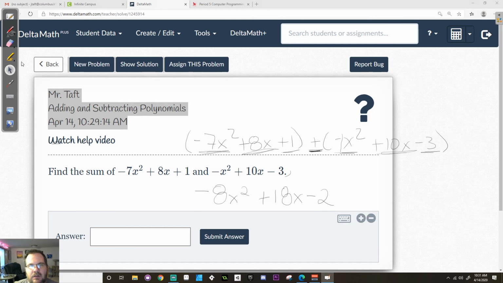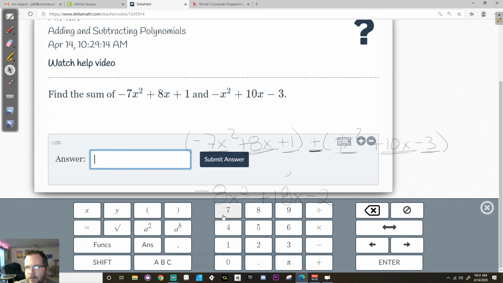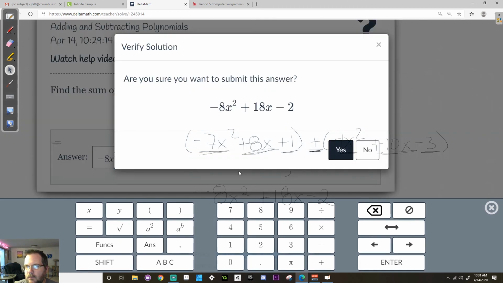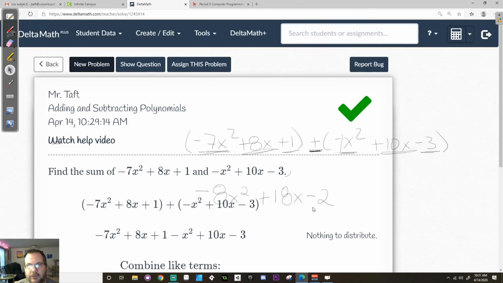So let's take a look and make sure that I'm teaching correctly here. Bring up the keyboard again. My final answer was negative 8x squared plus 18x minus 2. Okay, and there we go.